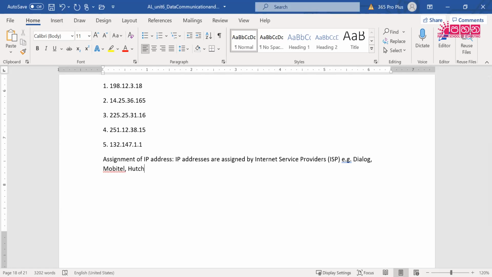When we say Mobitel, then it includes Telecom as well. Many of them are there. So we have Airtel, Etisalat, Sri Lanka Telecom, and so on. They are the ones who actually provide us the IP addresses.